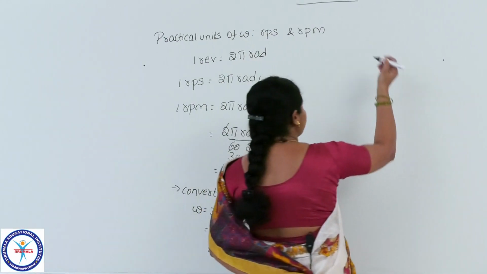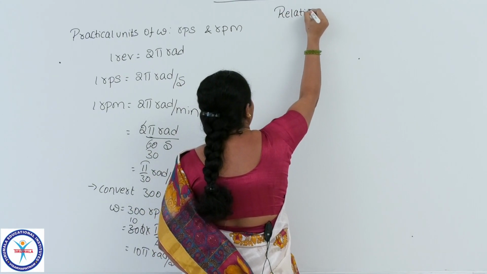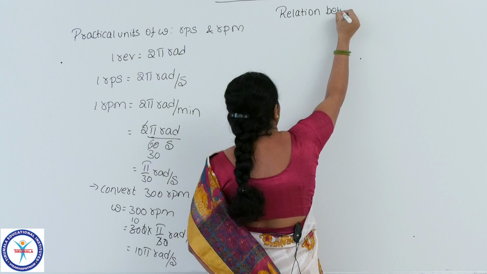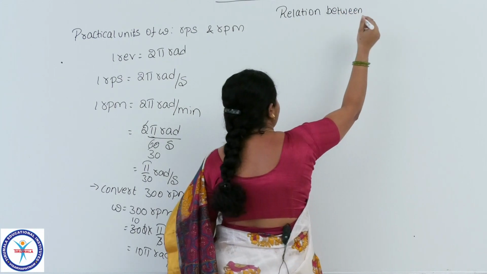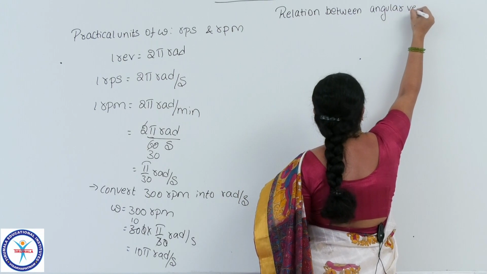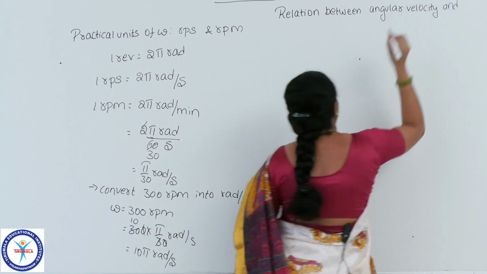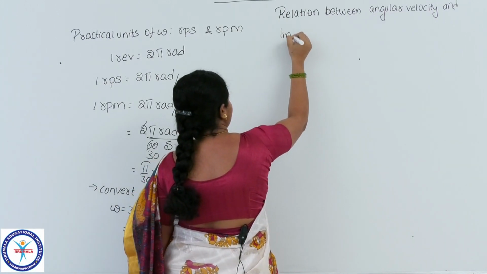So now let us go to the relation between angular velocity and linear velocity.